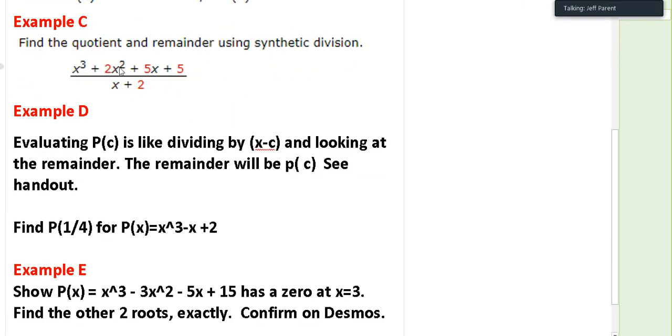So right here. We'll do this one. So let's copy that down. And let's see, we'll call this example C. We're going to do synthetic division for this one. So I'm just going to copy it down first. Plus 2x squared plus 5x plus 5 over x plus 2.